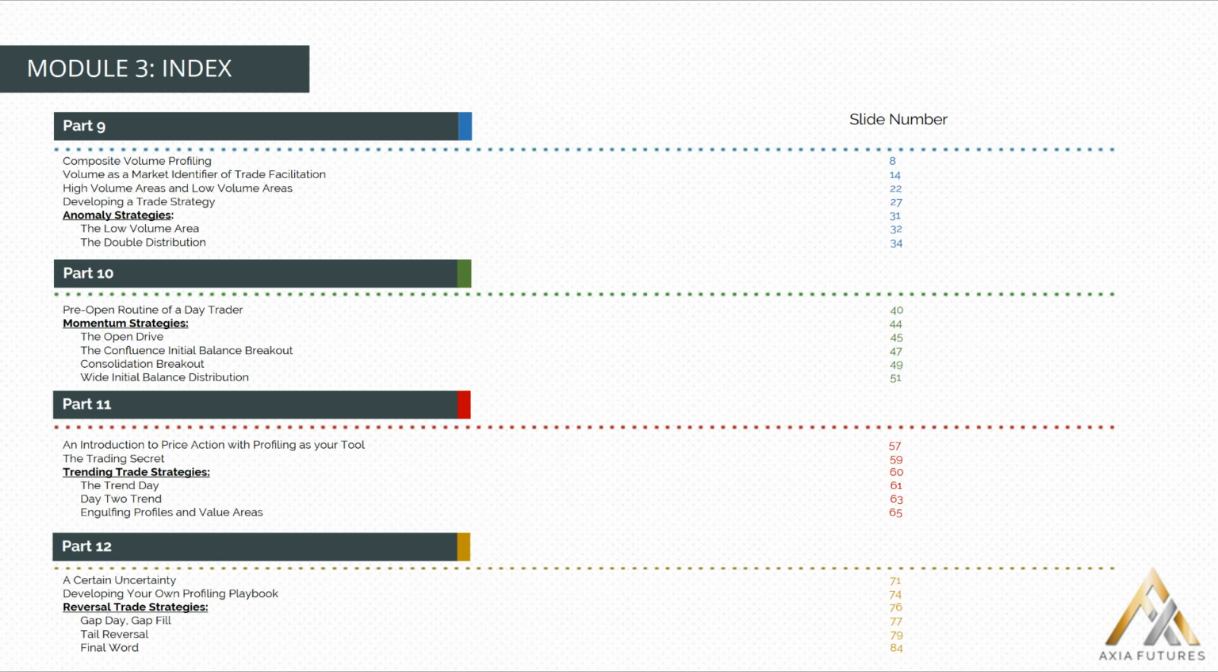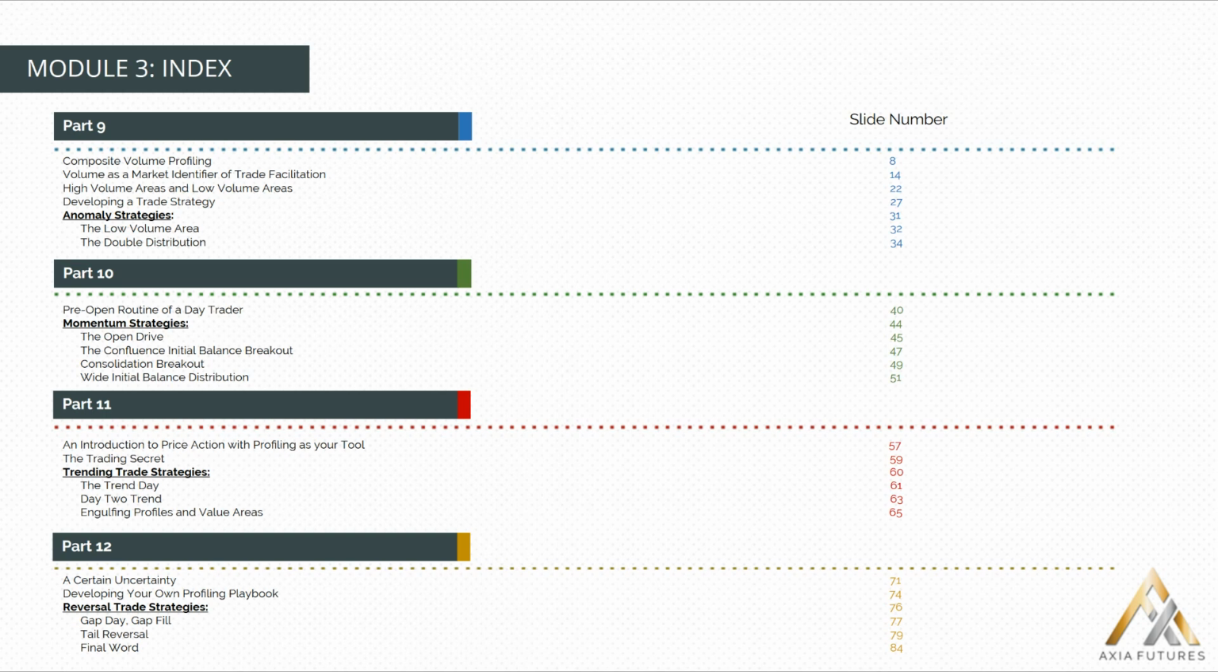These will include the open drive, the confluence initial balance breakout, the consolidation breakout, and the wide initial balance distribution day. Then in Part 11, we are going to discuss the principle of using the price ladder with volume profiles to make trading decisions, as well as the trading secret. We will then move on to trend strategies based on the volume profile. These will include trend days, day 2 trend, and engulfing profiles and value areas.